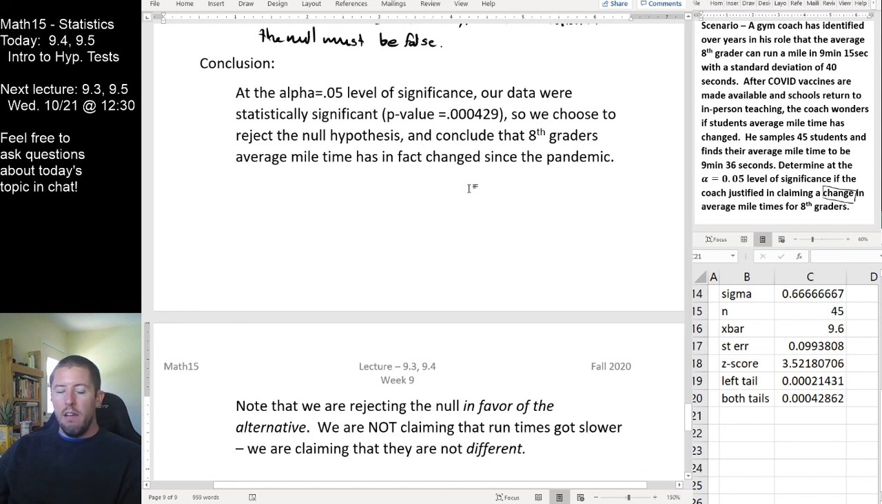right here. If we wanted, we could change our hypotheses, perhaps perform a second test that's only a one-tailed test, then we could claim that average run times are now longer than they were before, but that's not what we set ourselves up to do here. So make sure that you're paying attention to your alternative hypothesis. It does influence the math that we end up doing at the later stages of our hypothesis test.